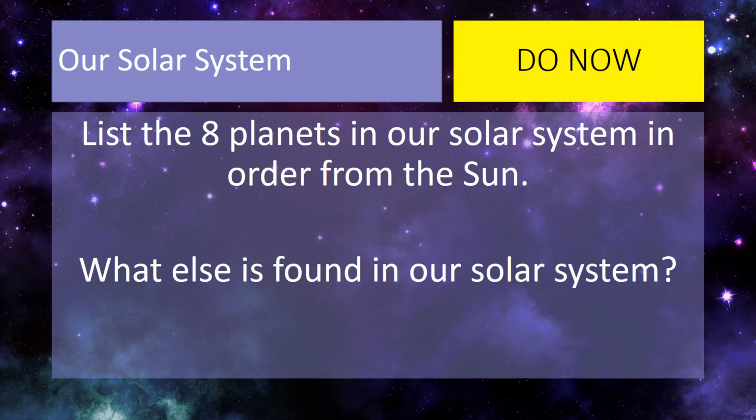The first thing we're going to do is list the planets in our solar system in order from the sun. So pause it if you can do it, but we've got Mercury, Venus, Earth, Mars, Jupiter, with the asteroid belt in between those, and then we've got Saturn, Uranus, Neptune, and Pluto. I'm going to put Pluto in brackets because it's a dwarf planet.